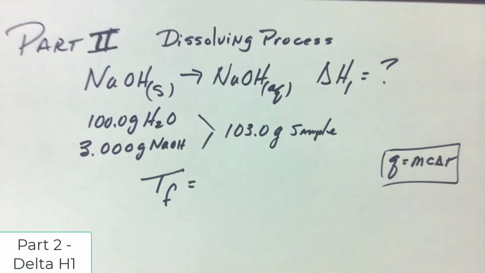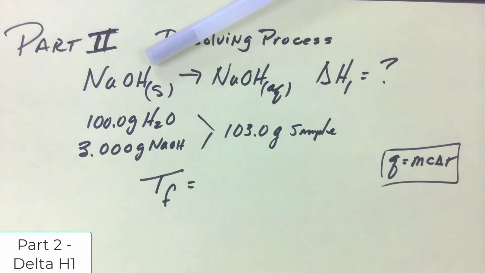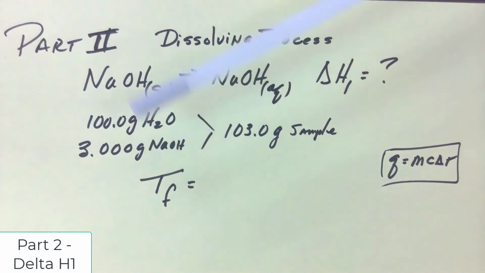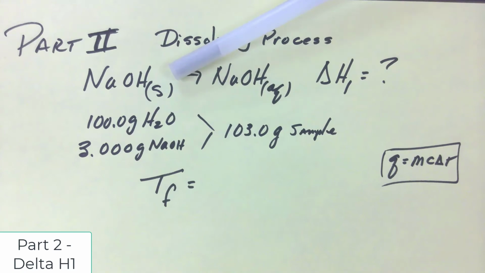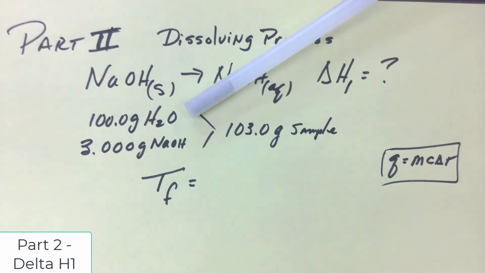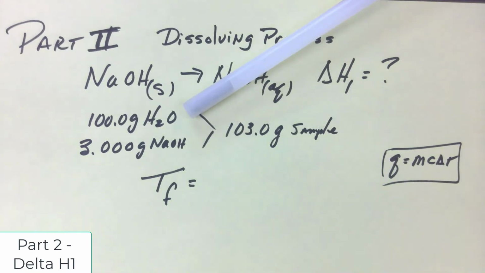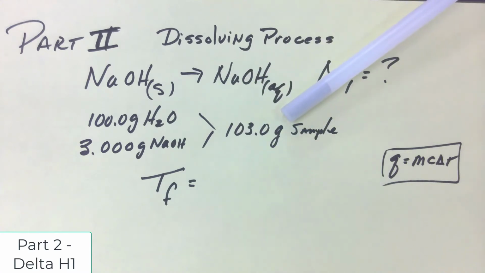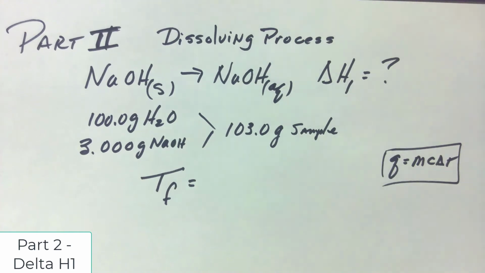Okay, in part 2, what you're going to do is you're going to take some solid sodium hydroxide, and you're going to weigh out 3 grams, and then you're going to put it in your calorimeter with 100 grams of water. Now 100 grams of water is the same thing as 100 milliliters. So in science, if someone says 29 grams of water, you know that it's 29 milliliters, hopefully. So the mass of these two together will be 103. So we're going to put those in the calorimeter, run it until we see a peak in the temperature.